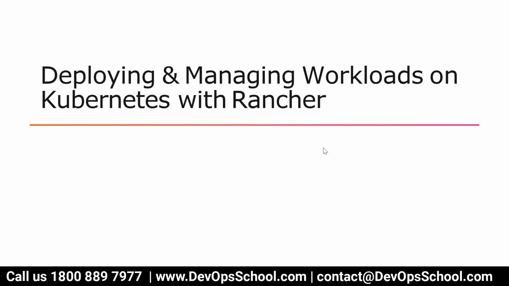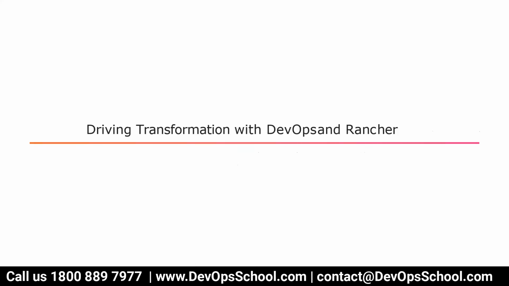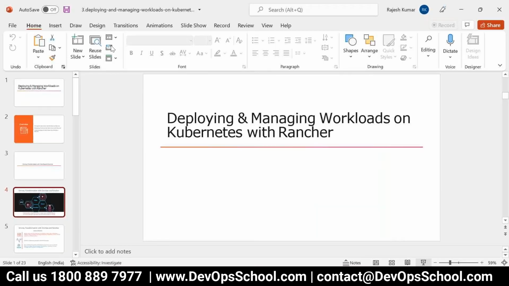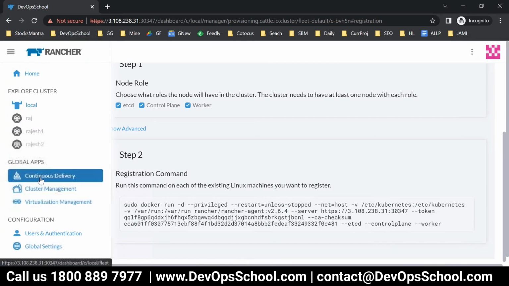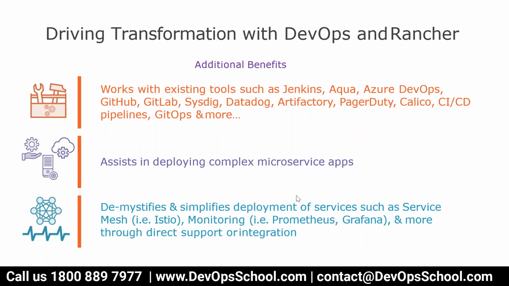Yeah, so now we are going to discuss driving transformation with DevOps and Rancher, deploying containerized applications with Rancher, and understanding the centralized app catalog in Rancher. So how do we do that? There is a benefit of using Rancher in that you can implement and also transform into DevOps using the apps which you can find on Rancher. A key benefit of Rancher is that it helps teams securely deploy containerized apps regardless of where the Kubernetes runs. Now, the one which I'm talking about right now is of these options, continuous delivery options. So this will help you to implement DevOps also in a Rancher environment.